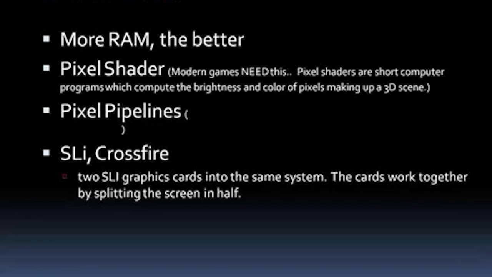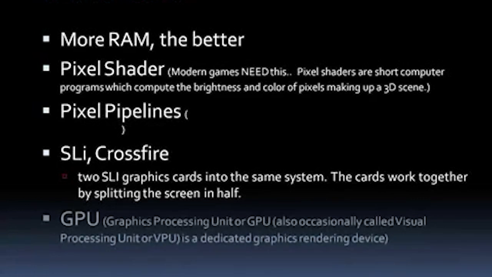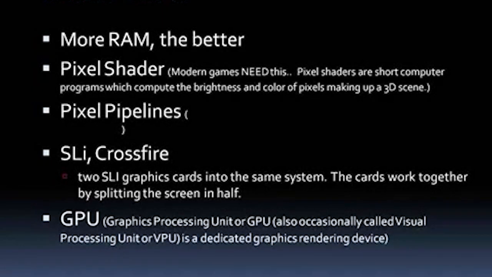SLI and Crossfire are basically two graphics cards on the same system. They work together by splitting the screen in half. And if you're doing high-end gaming, it makes a big difference. The really important point with a video card, if you're into high-end stuff, is your GPU, or graphics processing unit. It's also called the visual processing unit, or VPU. It's dedicated to graphics rendering. It helps generate the picture, and the more complex the picture, the more important that is.